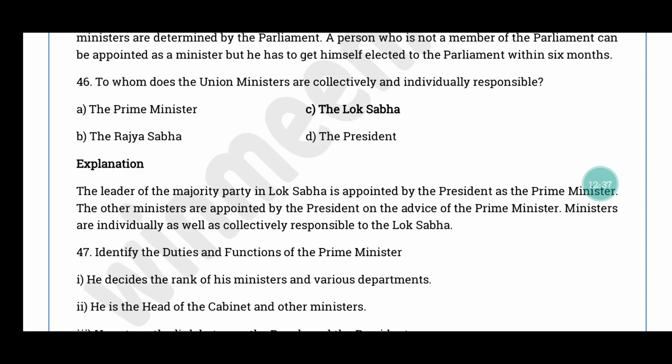Question number 46. To whom do the union ministers are collectively or individually responsible? The correct answer is option C, the Lok Sabha. The leader of a majority party in Lok Sabha தான் appointed by the president as prime minister. இதில் other ministers also appointed by the president on the advice of prime minister னு சொல்லலாம். Ministers வந்து individually இல்லைனா collectively responsible to the Lok Sabha.